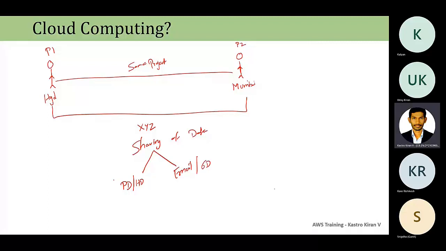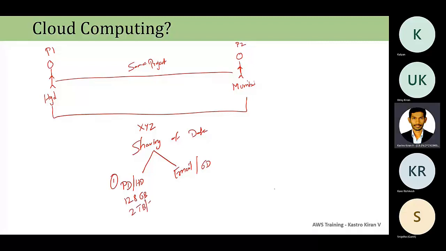Now let us consider the first aspect. Person 1 wants to share the data using a pen drive or hard disk. We know the minimum and maximum capacity of pen drives and hard disks. Nowadays, most pen drives come with a storage capacity of 128 GB, and you can get a 2 TB hard disk. This is the storage capacity of a pen drive and hard disk.